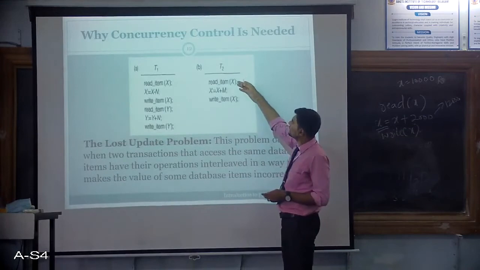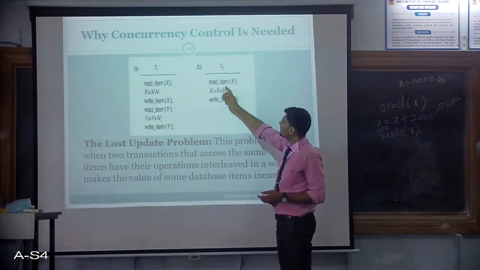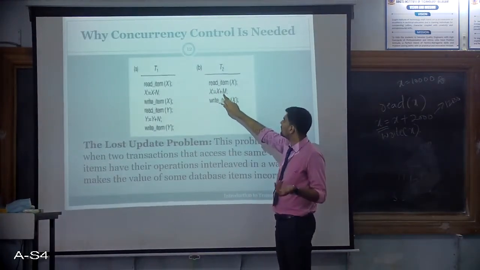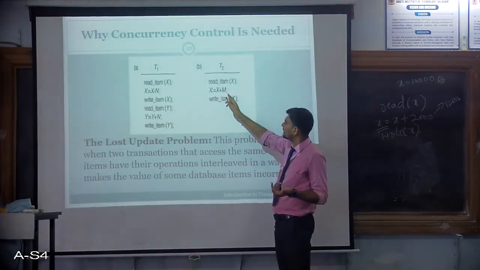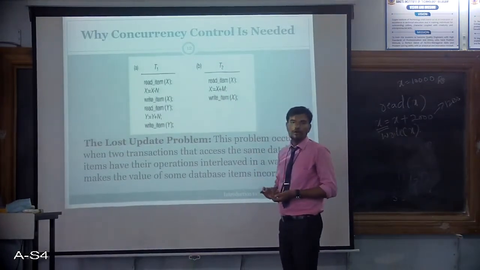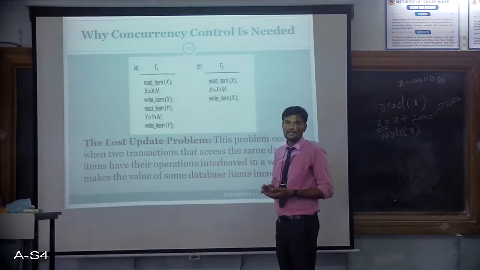Then in transaction T2, I am reading the value X, then performing an update operation, X equal to X plus m, and then writing the value X that has been updated.